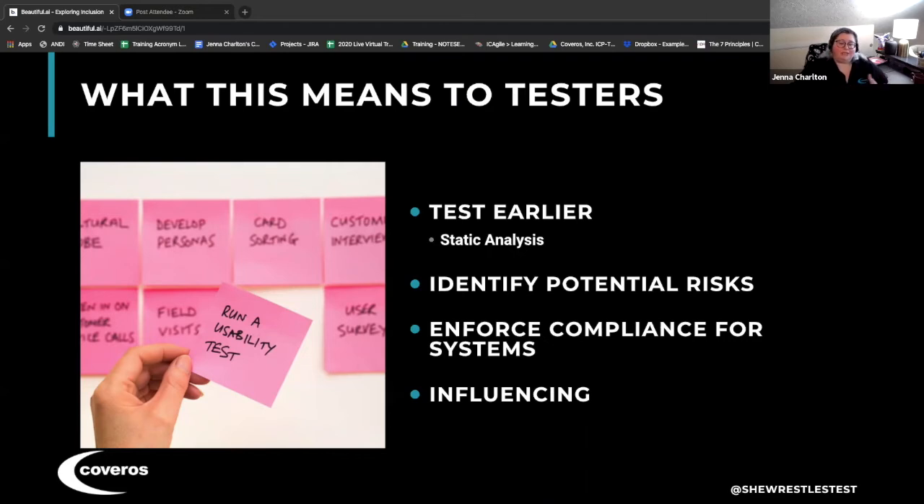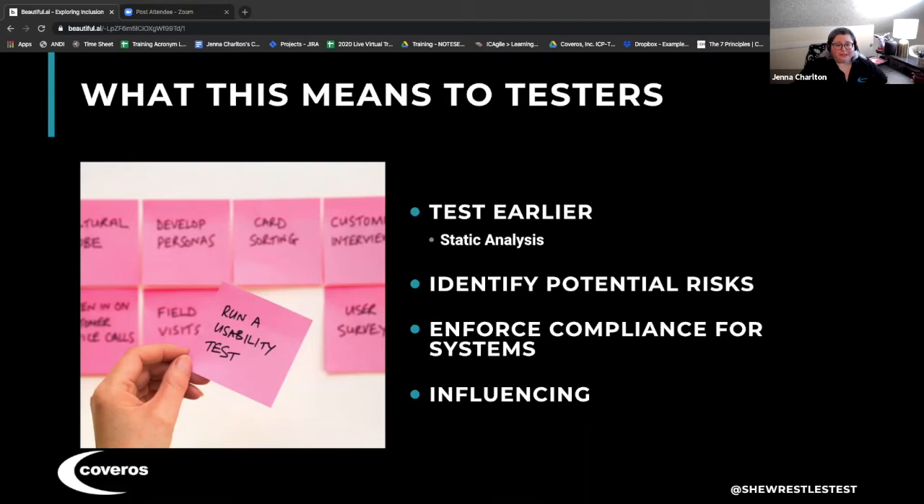We can identify potential risks. Being able to test earlier helps us do risk identification earlier. The earlier we identify our risks, the more we're able to mitigate them, the more safely we're able to go to production. We can enforce compliance for our systems, both compliance to WCAG, which is a legal standard, and compliance to your brand identity and your brand standards.